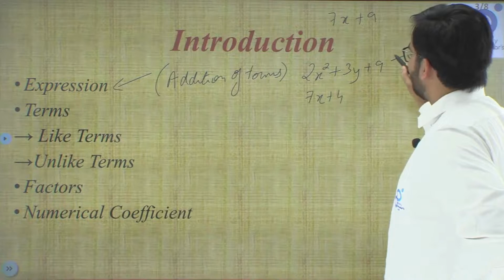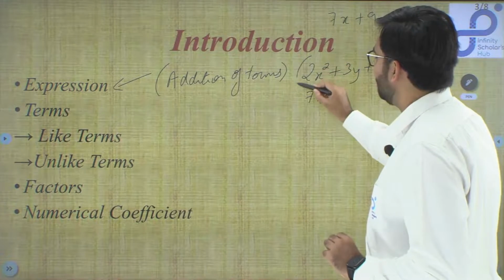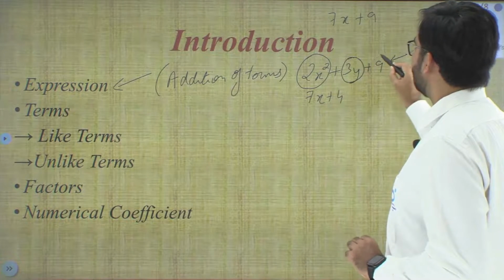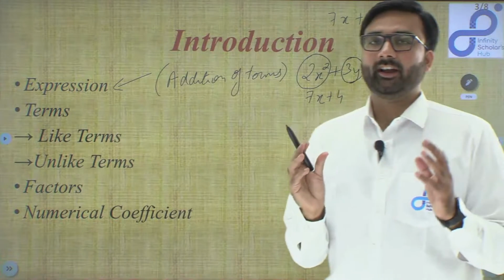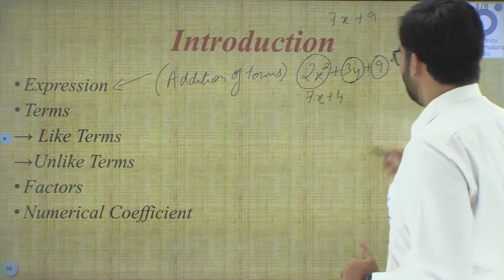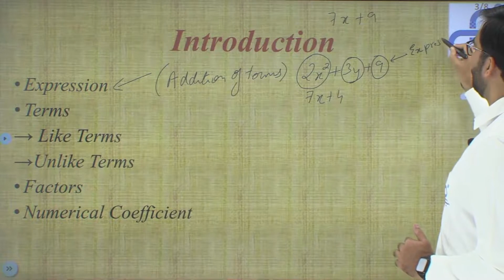अगर आप first expression लो, so I have added 3 terms. Which are those 3 terms? See, this is the first term, okay, this is the second term, and this is the third term. So what did I do? I have added these 3 terms to get my expression. So this is what? This is your expression, okay.